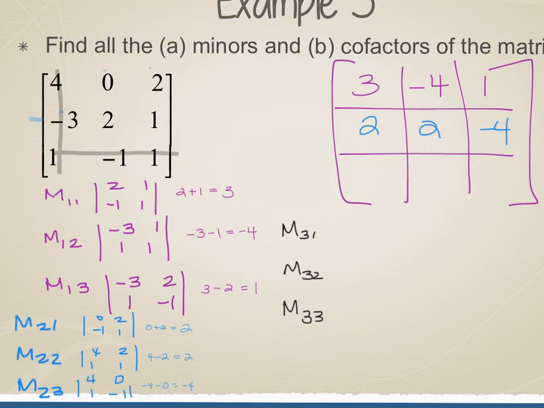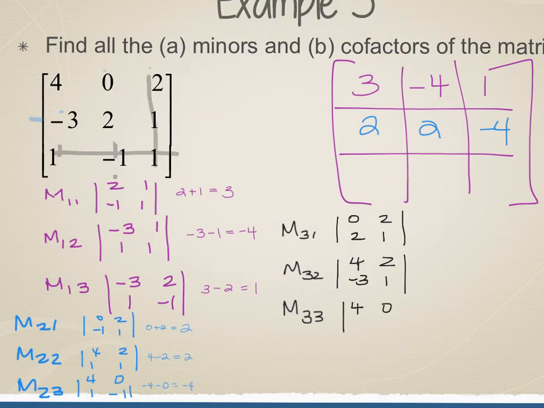So 3, 1 leaves me with 0, 2, 2, 1. 3, 2 leaves me with 4, 2, negative 3, 1. And 3, 3 leaves me with 4, 0, negative 3, 2.